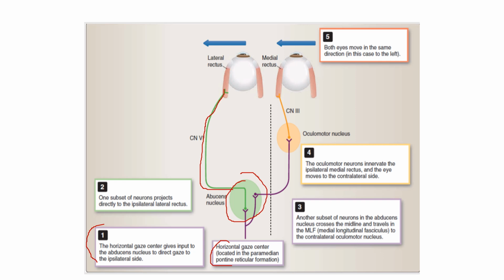We're also going to see here another subset of neurons in the abducens nucleus crosses the midline and travels in the MLF, so this medial longitudinal fasciculus, all the way up here, okay, to the contralateral oculomotor nucleus for cranial nerve 3. Then we see cranial nerve 3 going to medial rectus, and it's moving the eye right in towards, this is the midline right here, this dotted line. So adduction here, and abduction, with a B as in boy, there. So both eyes move in the same direction.